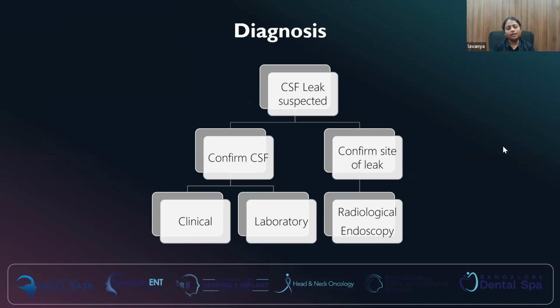So when we are looking at the diagnosis of CSF rhinorrhea, when we suspect a CSF leak, we have to confirm two things. One, whether it is CSF, and two, where the site of the leak is. So to confirm whether it is CSF or not, we look at the clinical history and examination followed by the laboratory findings for confirmation of the CSF. And to confirm the site of the leak, we look at radiological examinations and endoscopic examinations.